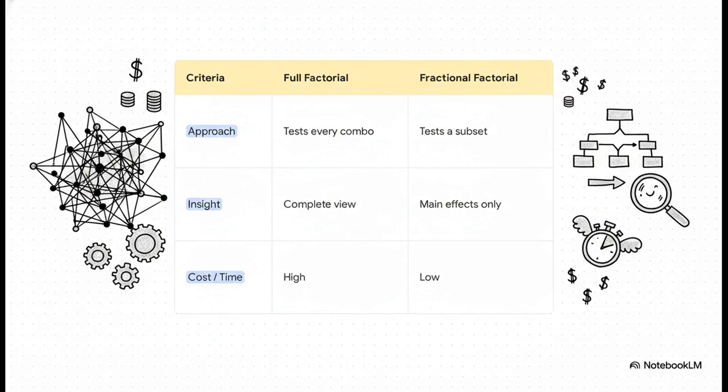A full factorial design is the exhaustive approach. You test every single possible combination. It gives you this complete, high-definition picture of what's going on, but the cost and time can explode. The fractional factorial, on the other hand, is the pragmatic, efficient alternative. It intelligently picks a smaller subset of tests to run, giving you the most critical insights for, well, a fraction of the resources. It's kind of like the difference between having a perfect detailed map of an entire country versus just getting the most efficient route to your destination.